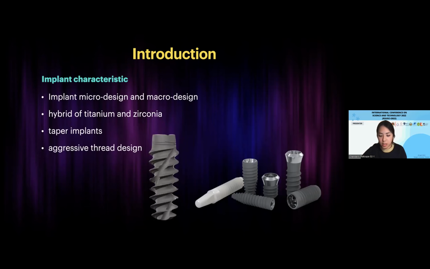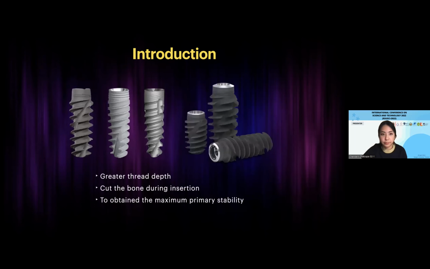And also the aggressive thread design was introduced. This implant design provides a special ability to cut the bone during insertion and obtain better primary stability after implant placement. The difference between non-aggressive and aggressive design is that the aggressive thread design has a deeper thread depth, so it has the ability to cut the bone during insertion, resulting in better primary stability.